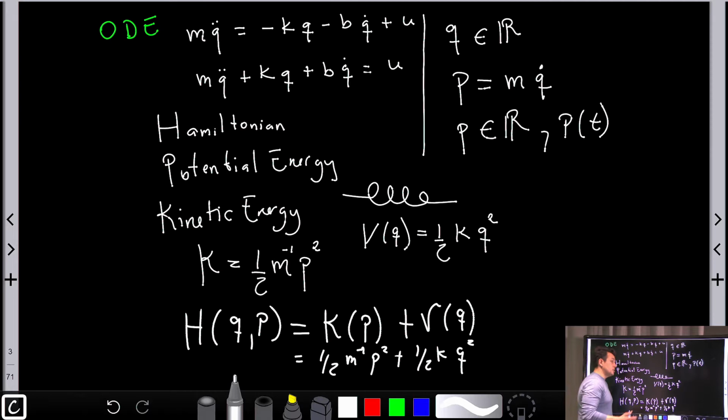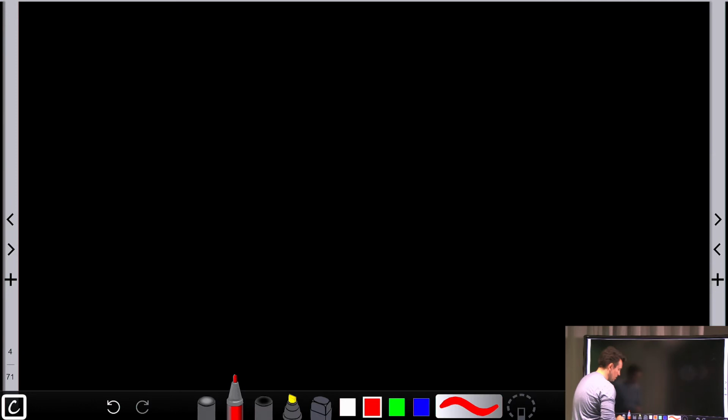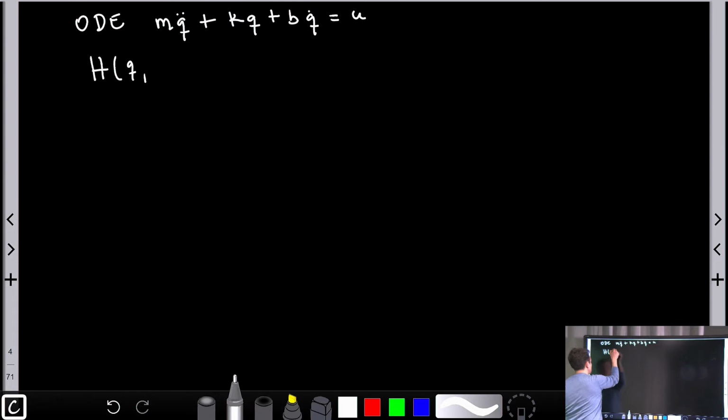Okay, we have now the ODE, of course, and we also have the description of our Hamiltonian function. Now we have those two results. What can we do with those two results? Well, let's bring them back to the next screen. So one more time, we have our ODE. This was the result of the first screen. M times the acceleration plus K times the displacement plus B times the speed equal to the input. And now we have the Hamiltonian function H(q,p), which is just the summation of the kinetic energy, M minus 1 times the generalized momenta squared, plus K q squared.